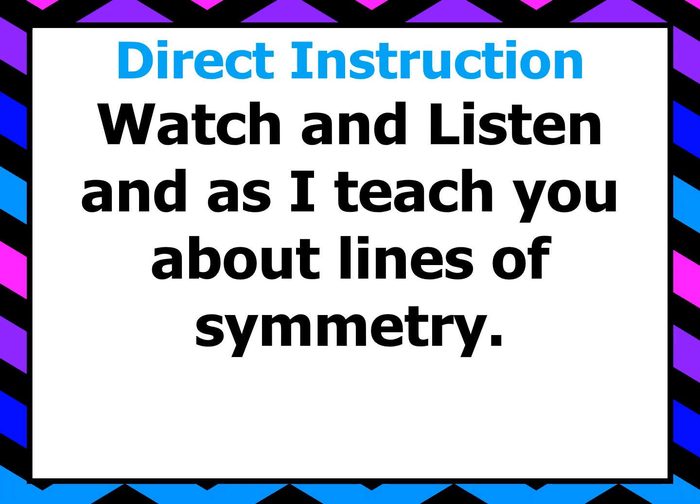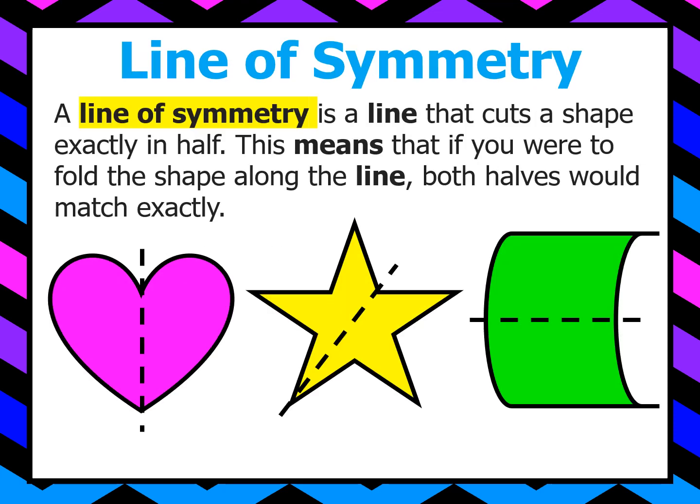Direct instruction time. Watch and listen as I teach you about lines of symmetry, or as I review lines of symmetry, guys. Let's go ahead and get on with this lesson. Line of symmetry. A line of symmetry is a line that cuts a shape exactly in half. This means that if you were to fold the shape along the line, both halves would match exactly. So this basically means that when you cut a figure in 2 equal parts, if you fold the parts over, the parts would fold right over one another. And remember, symmetry, the parts have to be equal, they have to be the same.